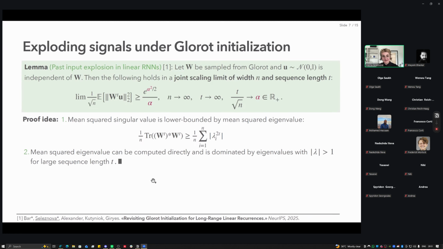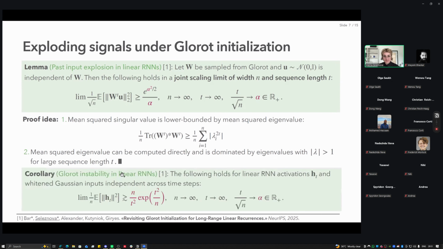Of course, I don't write everything here. In the paper that I cite, we also figure out the exact expression using some random matrix theory, but the logic is just this. And from this lemma, we can immediately figure out how the actual hidden state in linear recurrent models behaves. If we look at our rescaled norm of the hidden state, it will also grow exponentially in this term t squared divided by n in the joint scaling limit. And this already tells us that Glorot explodes, right?